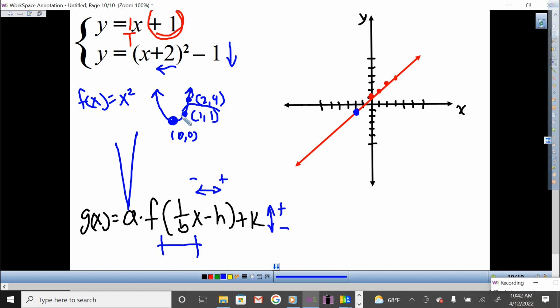What is my other point? My other point was at (1, 1). So here's (1, 1), invisible. I'm going to move it 2 to the left and 1 down. What's my other point of the parent function? (2, 4). 1, 2, 3, 4. And I'm going to move that 2 to the left and 1 down. Did you see that? Okay. Now, since it's a parabola, there should be a point reflecting on this side and another point on this side. Is that correct? So on this side, I'm going to place another point, and on this side, I'm going to place another point.